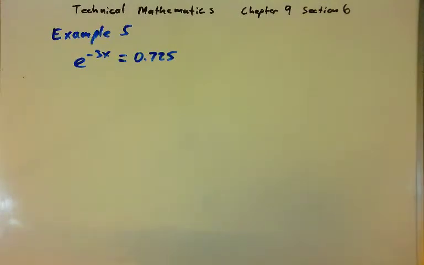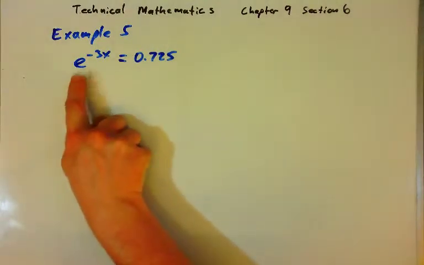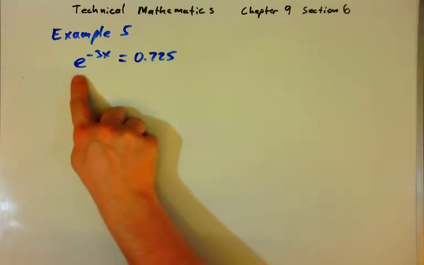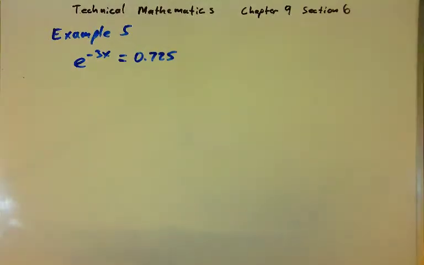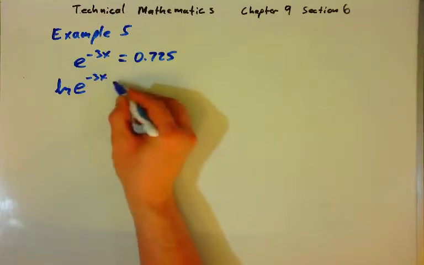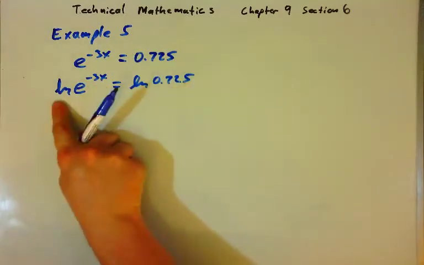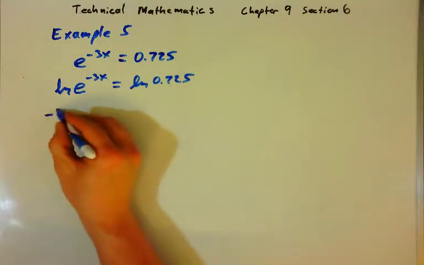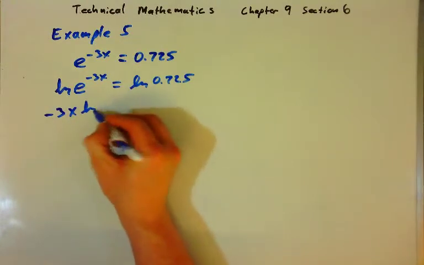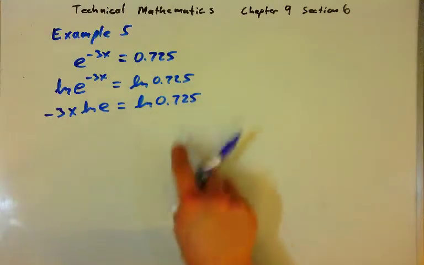This is example 5. It says e to the negative 3x power is equal to 0.725. And so I want to take a logarithm of both sides, and I want to make sure I use the natural logarithm because the base here is already e. It wouldn't make a lot of sense for me to use the common logarithm. I'll use common logarithm if the base is already 10. So I'll take the natural log of both sides. Natural log of e to the negative 3x is equal to the natural log of 0.725. Logarithm allows me to bring the exponent out as a multiplier, so I get negative 3x times the natural logarithm of e is equal to the natural logarithm of 0.725.